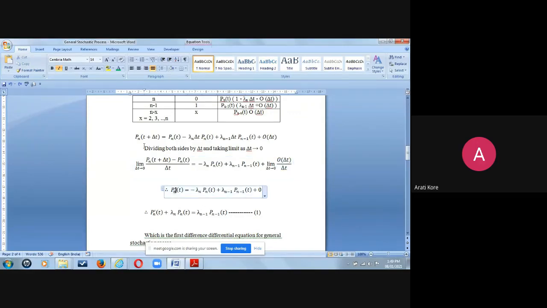Now look at the first term over here. f(x + h) minus f(x) upon h, limit h tends to 0. What is it? f'(x). Similarly here, P_n(t + Δt) minus P_n(t) upon Δt, limit Δt tends to 0. What is it? By the definition of derivative in terms of limit, it is P_n'(t). It is equal to what? This is constant with respect to the limit. This is also constant with respect to the limit. Plus, what is the limit as Δt tends to 0 of o(Δt) upon Δt? It is 0, right? Because of the assumption.